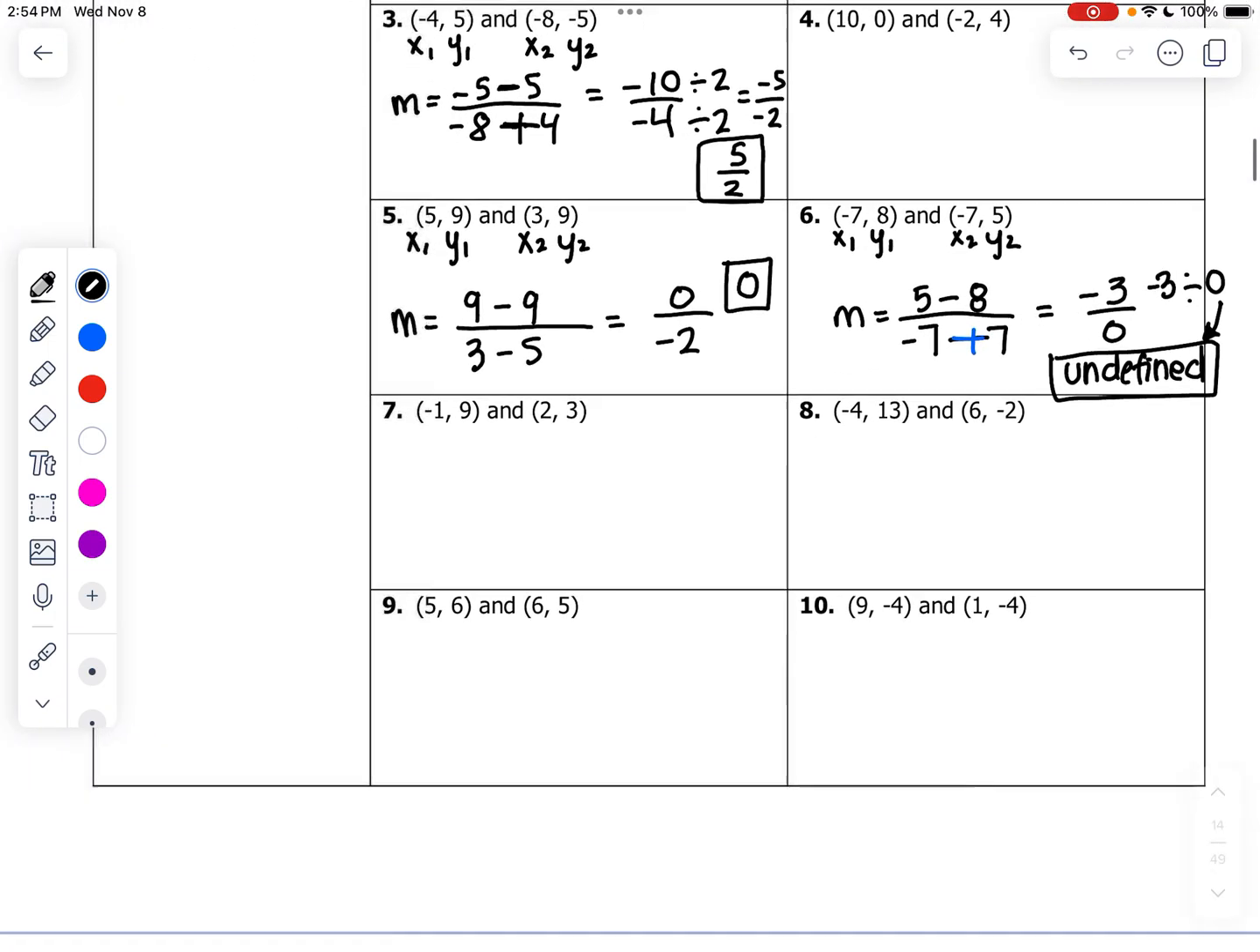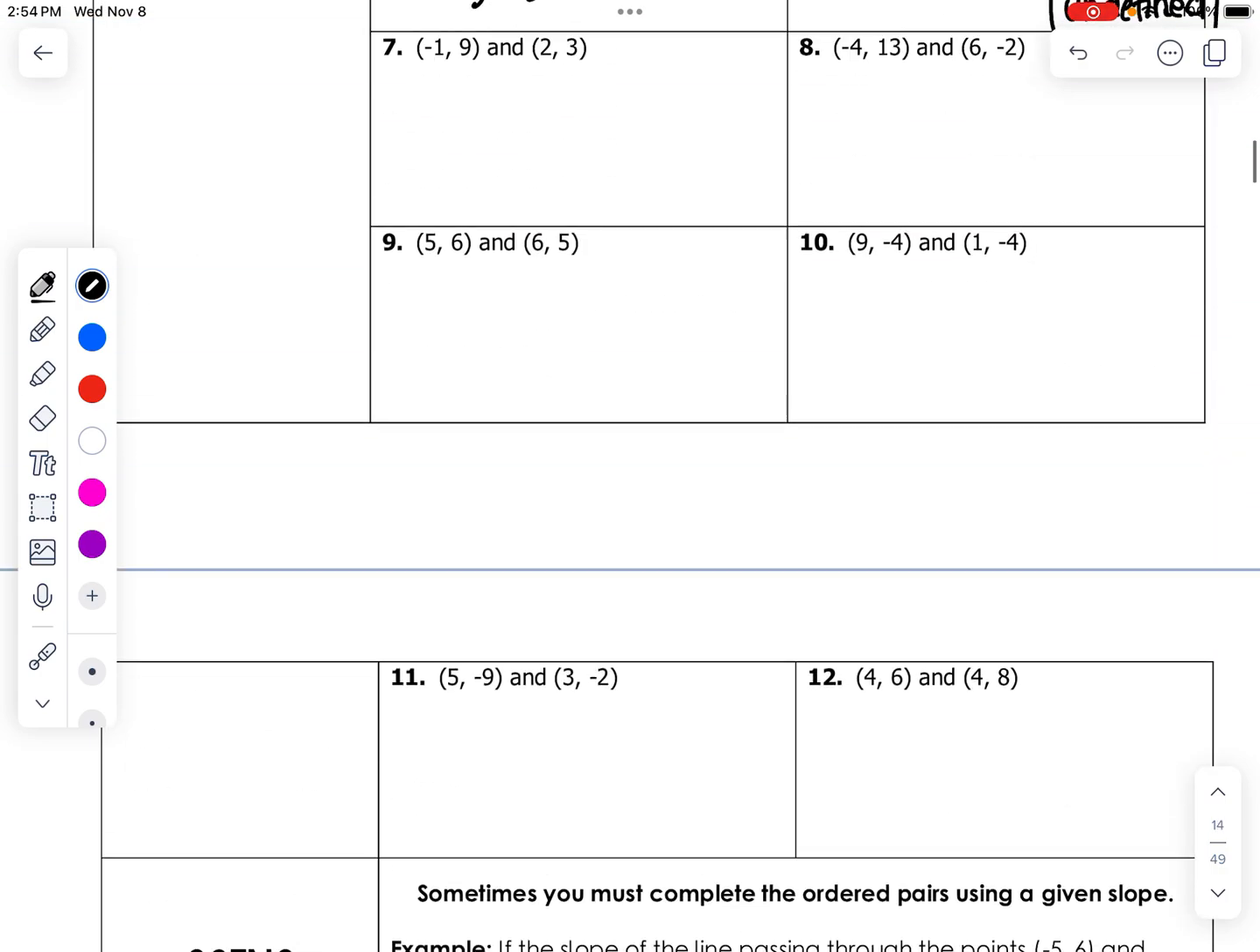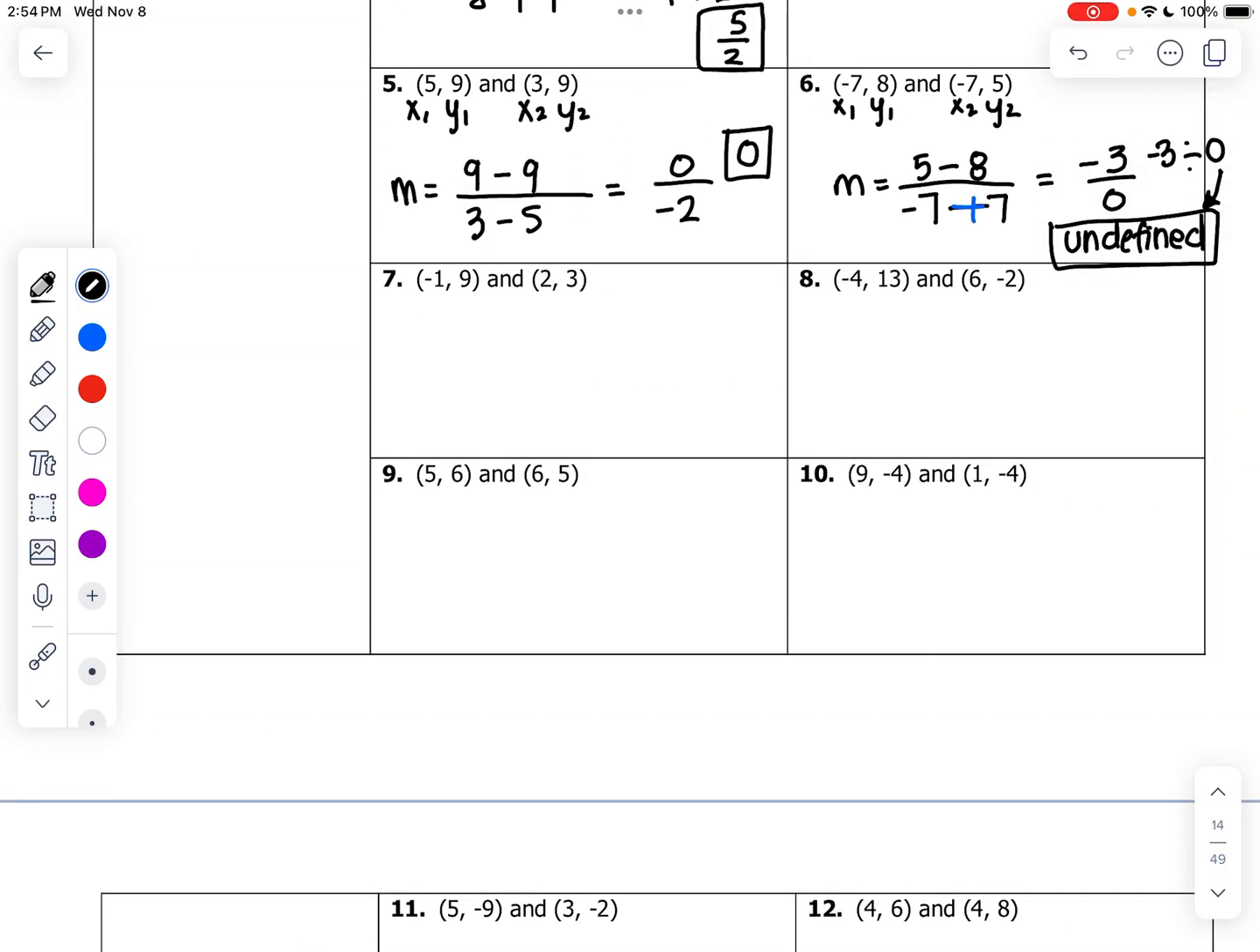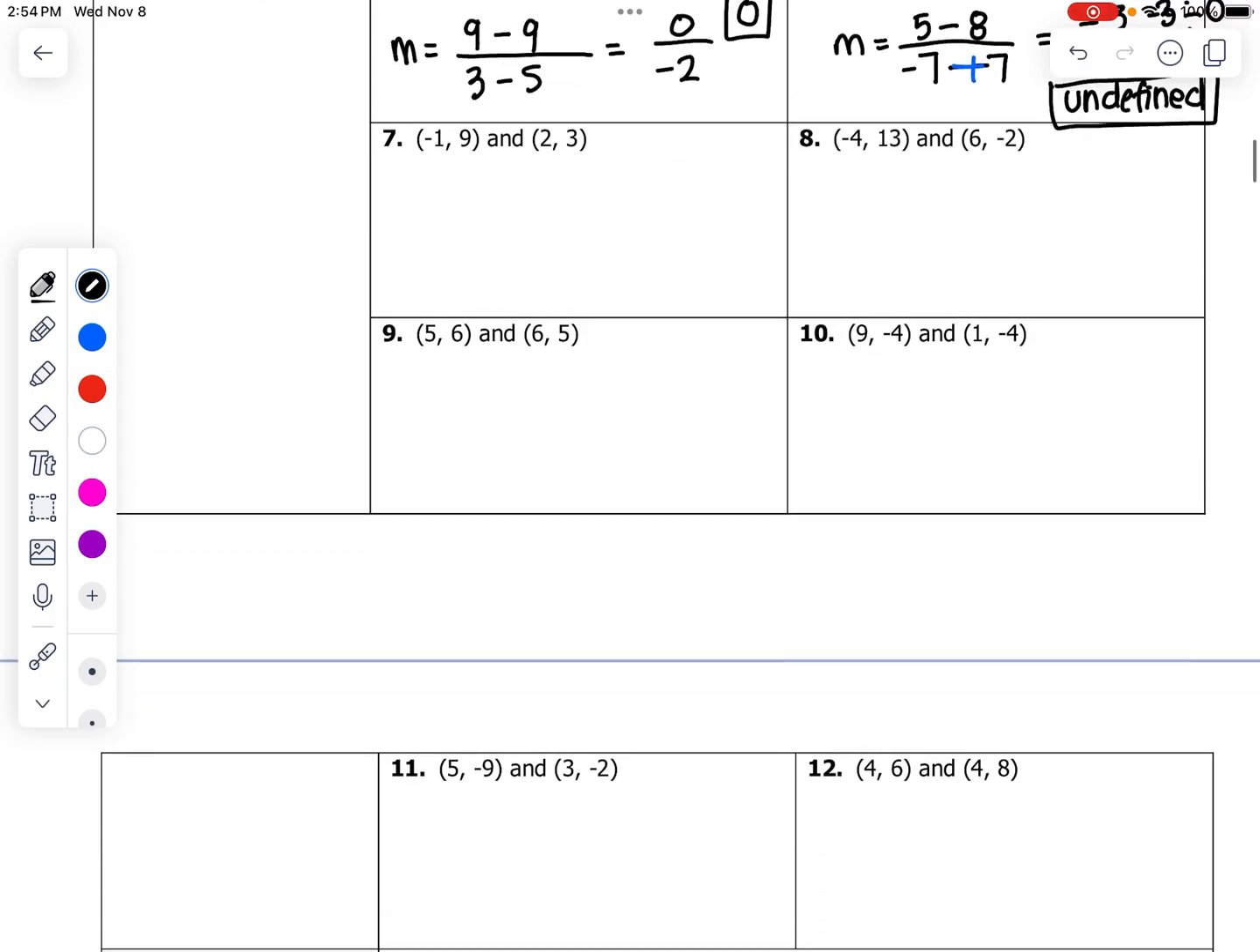All right, let's take a look at this last page. I want you guys to try 7 through 12.